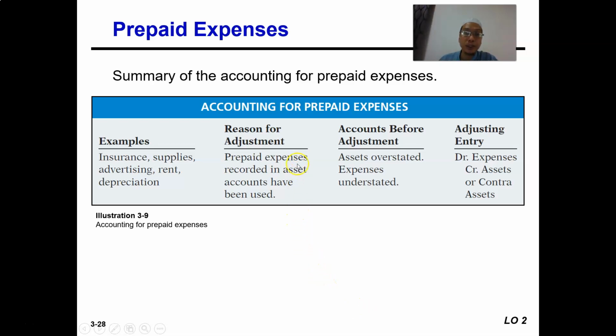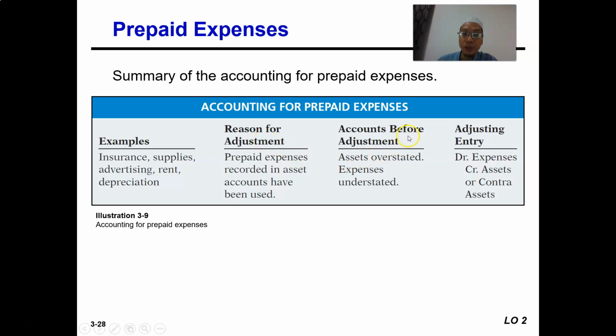Okay, so as a summary, the accounting for prepaid expense is that. Examples of prepaid expense will be insurance, supplies, advertising, rent, and depreciation. Just now we showed insurance, supplies, and depreciation. The reason for the adjustment is that prepaid expenses recorded in asset accounts have been used. We have purchased some asset, and at the end of a certain period we have used up some of those assets. Therefore, we need to do the adjustment.